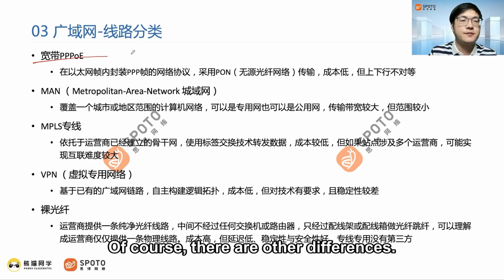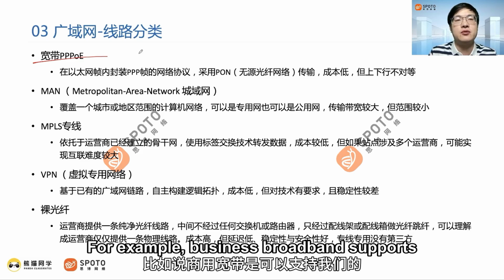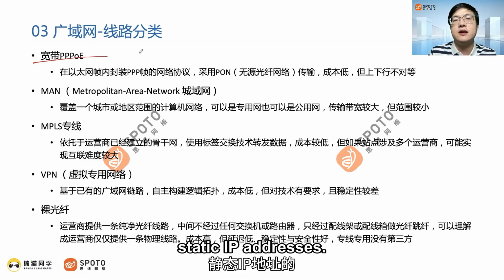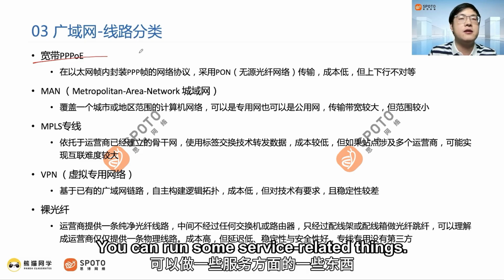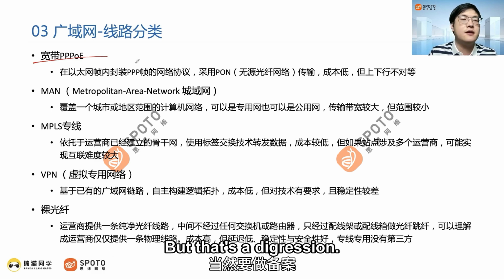Of course, there are other differences. For example, business broadband supports static IP addresses, so your IP address doesn't keep changing. You can run some service-related things. But that's a digression.